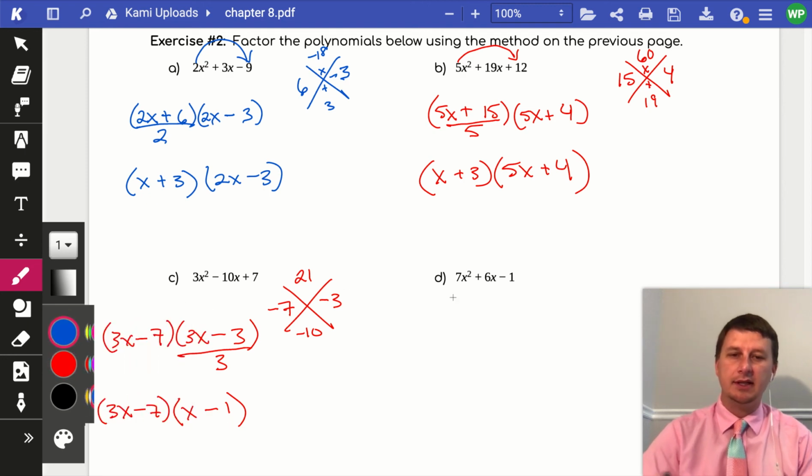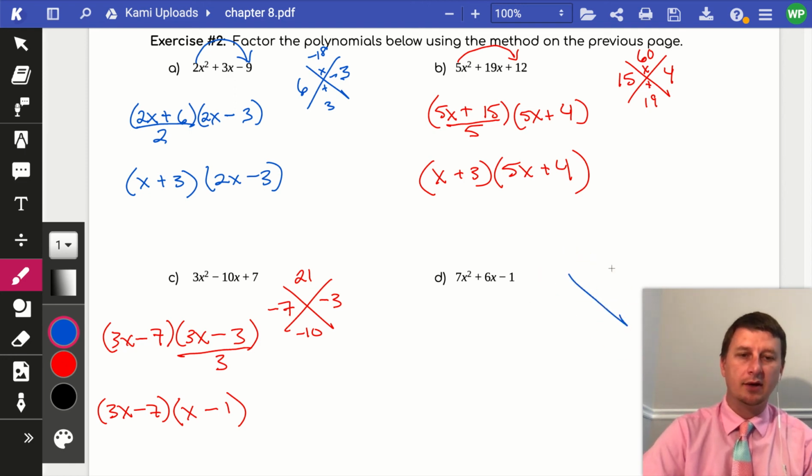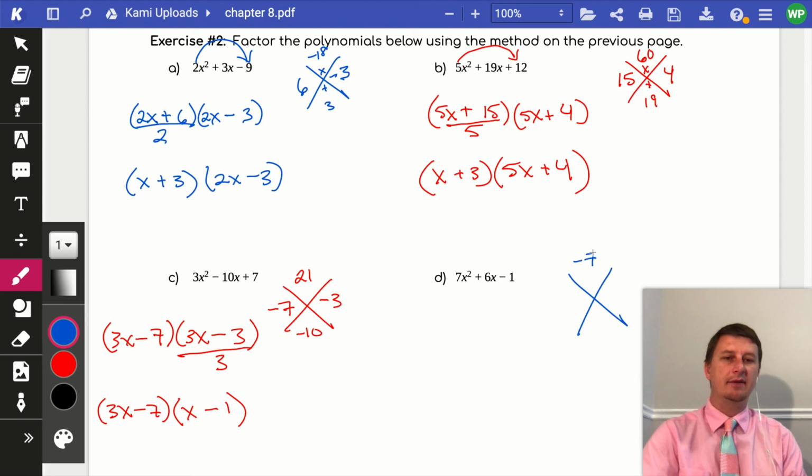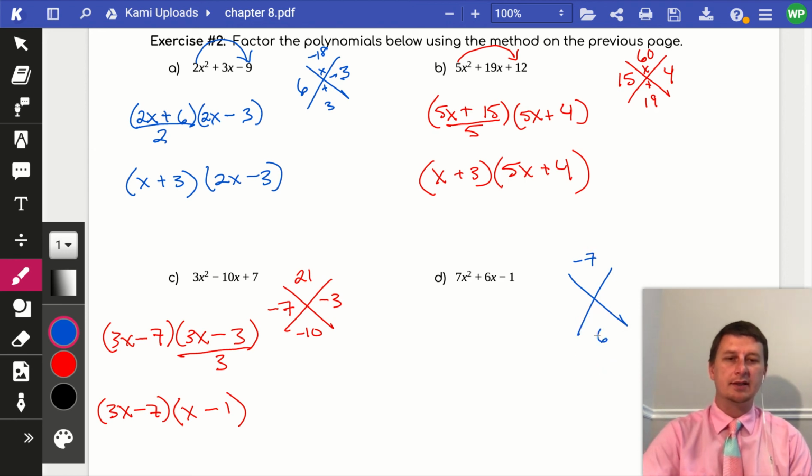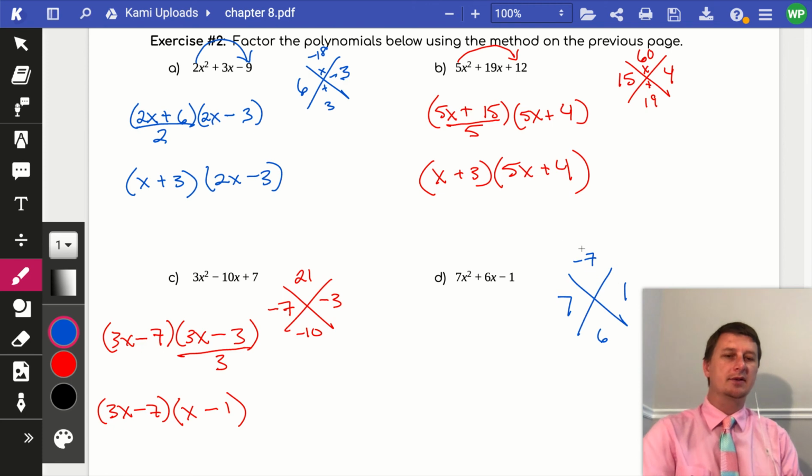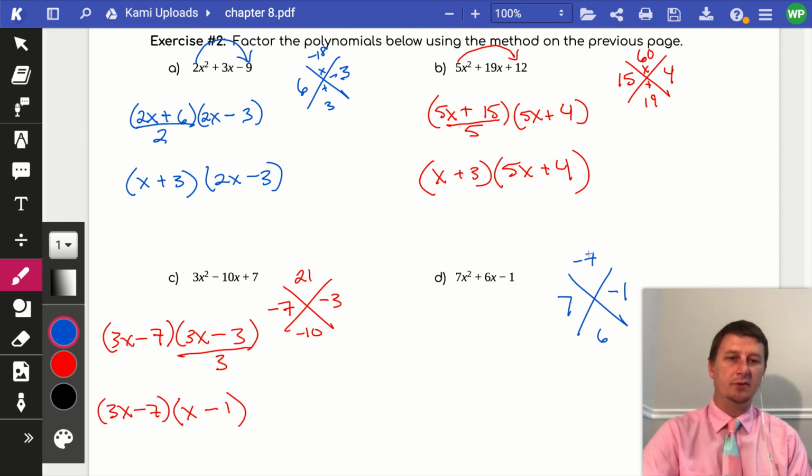And finally, in part D, we have 7x squared plus 6x minus 1, no GCF. So we're going to go over here, and we're going to have our AC term as negative 7, because 7 times negative 1 is negative 7. And our B term is 6. What two numbers will multiply to negative 7 and add to 6? Well, it's got to be 7 and 1. Those are the only two factors of 7. And what signs do we want to get a positive 6? Positive 7, negative 1. 7 times negative 1 would be negative 7. 7 plus negative 1 is positive 6.